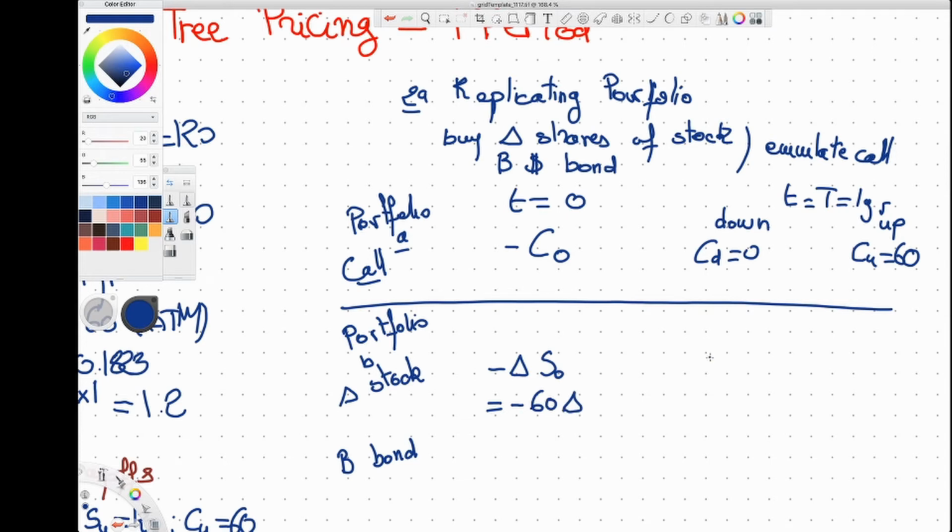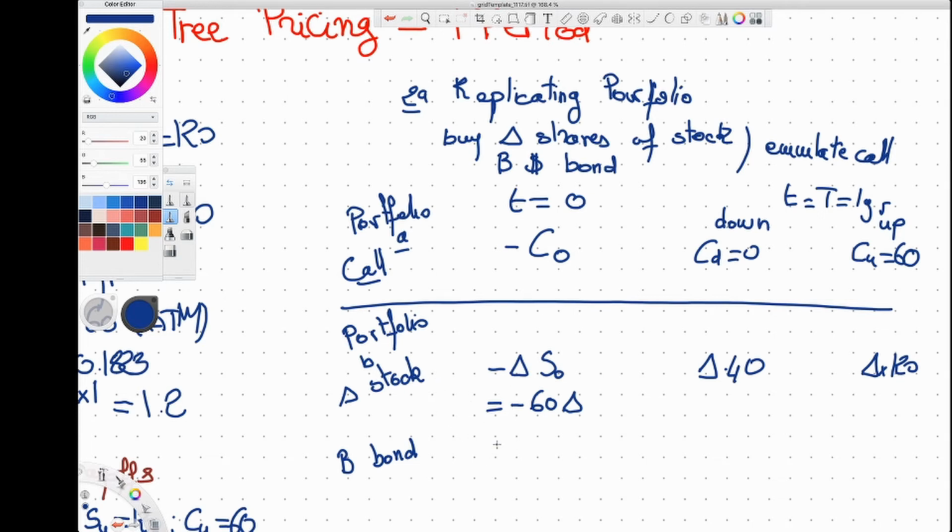How much am I going to get tomorrow? Well, tomorrow, since I assume there are no dividends here, I'm going to get delta shares times the stock price. If I'm in the down branch here, I'm going to only get delta times 40. If I'm in the up branch, on the other hand, I get delta times 120, right? I have delta shares and each of them are worth 120.